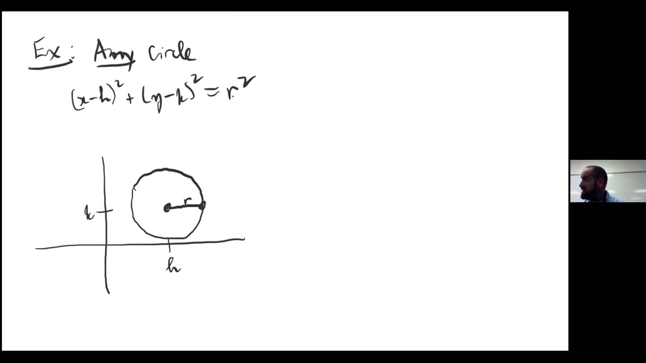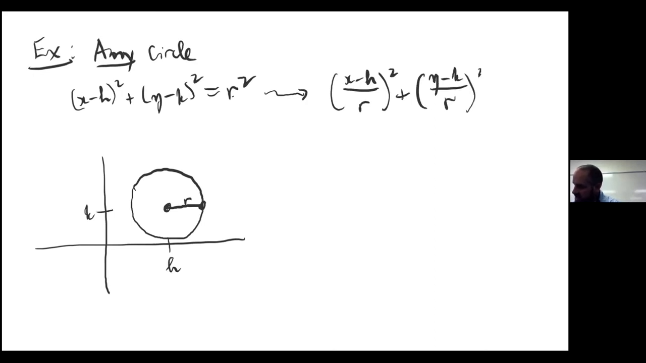Because this is not a function either, is it? It's fairly badly behaved. So it seems like the introduction of a parameter might be in order here. Well, here's one tip. Why don't we just write this as x minus h over r quantity squared plus y minus k over r quantity squared equals what? That's equal to 1. So it looks like thing squared plus thing squared equals 1.